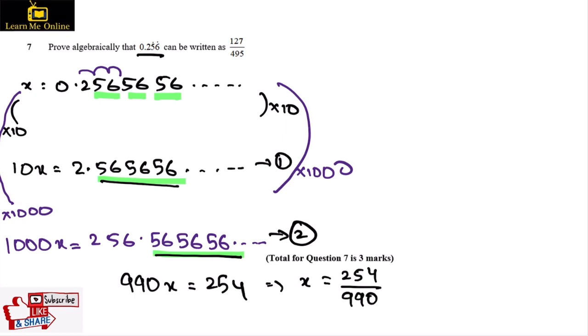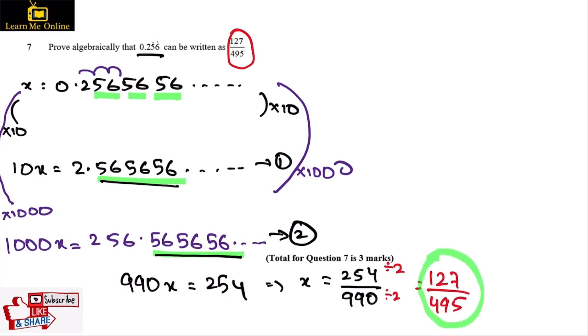We're going to do one more step of simplification. We see that both are even numbers, so they both go in the 2 times table. 2 goes into 254 giving 127 on the top, and half of 990 would be 495. So initially it was a recurring number, and then we changed that into the fraction form. So 0.256, where 5 and 6 are recurring, in fraction form is written as 127 over 495, and this is for 3 marks.